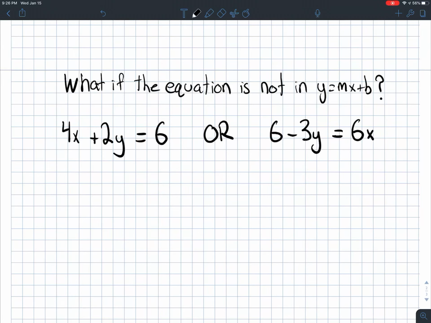What if the equation is not in y equals mx plus b form? What do we do then? Well, we get it in that form. So we take a look over here and we find where y is. Currently we have y over here and we got y over here with a negative 3y.